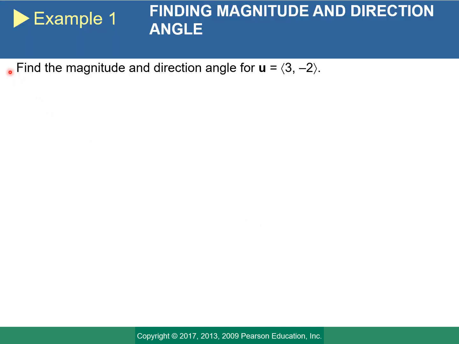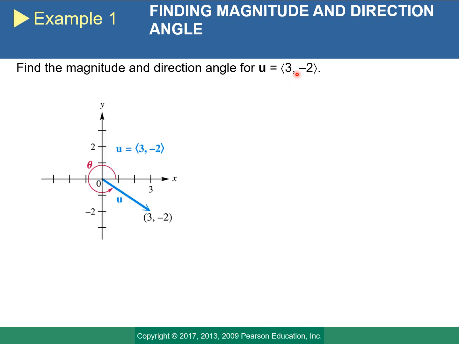So let's try out this example. Find the magnitude and direction angle for the vector u equals 3, negative 2. Before we do any drawings, this is saying that I start my vector at the origin and it ends at 3, negative 2. So here's what it looks like. My initial point is at the origin, my terminal point is at 3, negative 2. Be careful about how you draw theta, because it's always going to be counterclockwise from the positive x-axis. So you start at the positive x-axis and you go counterclockwise until you reach your vector. That's theta.